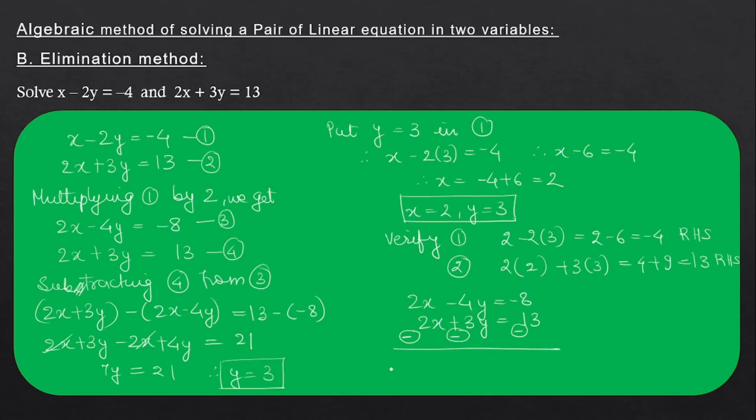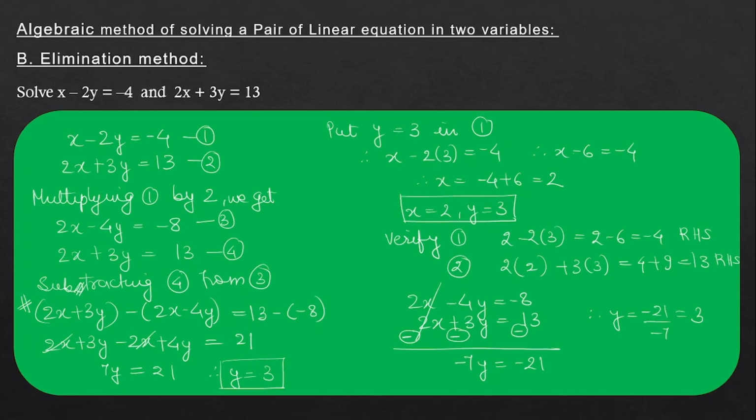And I can directly do the subtraction without writing the steps. Here 2x minus 2x will become 0. Minus 4y minus 3y will become minus 7y. Minus 8 minus 13 will become minus 21. And we can also get y as minus 21 by minus 7 as 3. This method, if practiced, can reduce few of your steps. If you are comfortable, you can do this method also. Otherwise, this method can always be used.